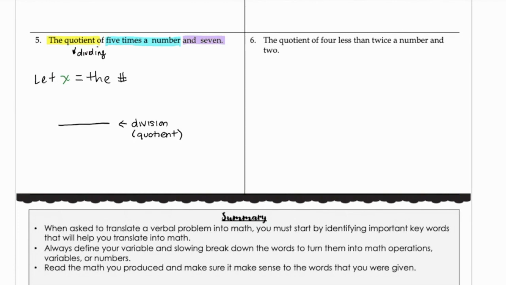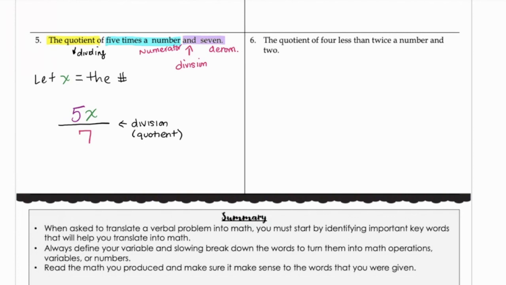All right, here comes the easy part because this one's not that bad. We have 5 times the number. What is 5 times the number? 5 times x. And since that was the thing right after the quotient of, that means that piece goes in the numerator, in the top. And then we have and 7. And 7 means that 7 comes in the bottom. So this and is not an addition and. This and is for the division piece. Okay, so that's telling you numerator, denominator, or top and bottom to make it easier.